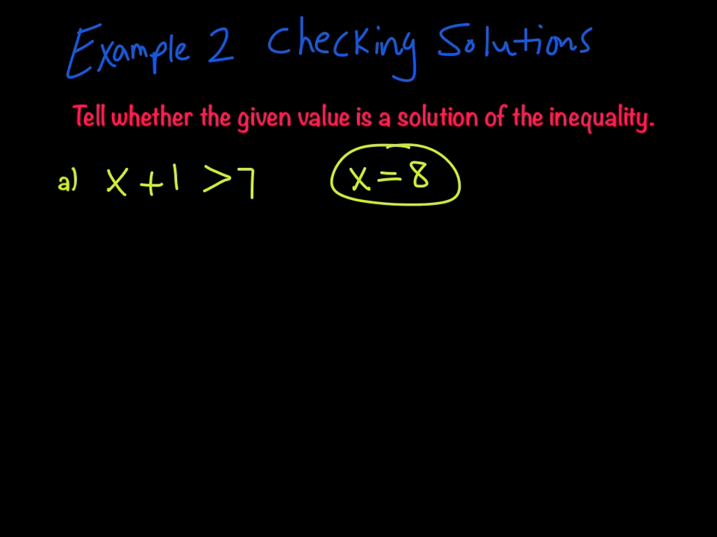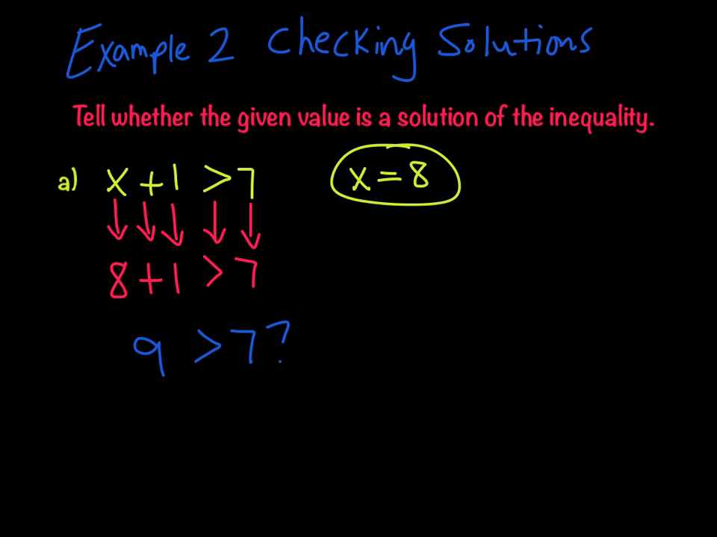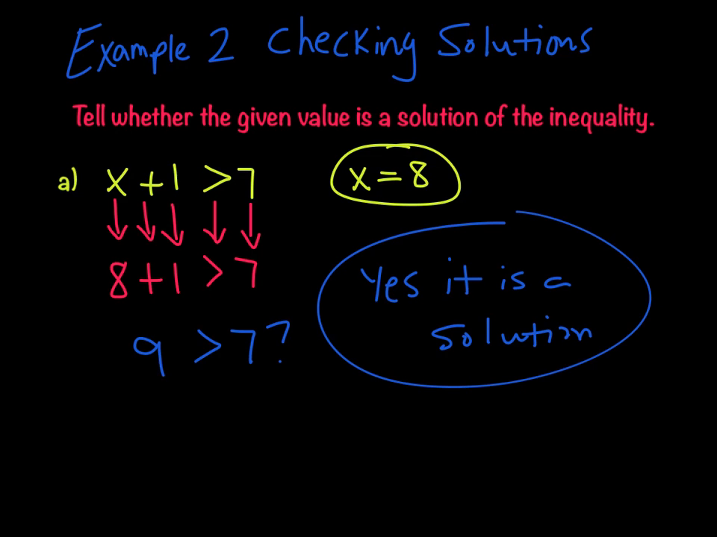So we start with looking down at our x. Our x now becomes 8. Bring down our plus sign. Bring down our 1. Bring down our inequality. Bring down our 7. Now we solve as much as we can. 8 plus 1 is 9. Is 9 greater than 7? So that's the question we're asking. Well, yes, 9 is greater than 7, so yes, it is a solution. And that would be what our answer would be.